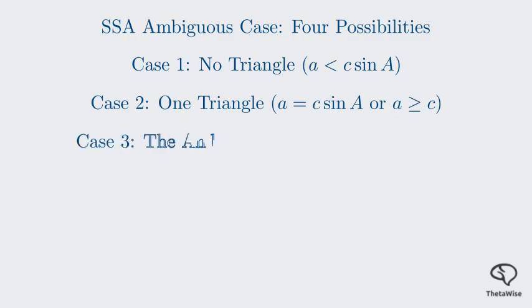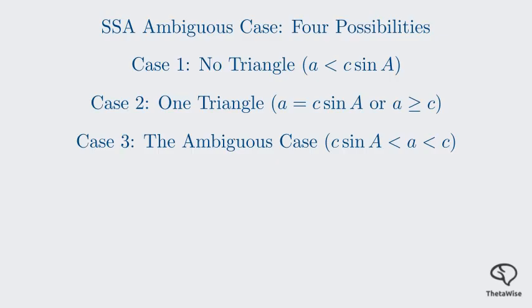Case 3, the ambiguous case, a = c sin A and a < c. This is the true ambiguous case. When a is longer than the height h, but shorter than side c, the arc for side a intersects the opposite side at two distinct points. This creates two valid triangles with two different possible sizes for angle C, one acute and one obtuse. It's crucial to identify the situation and provide both valid solutions. Failing to do so is a common error in exams.